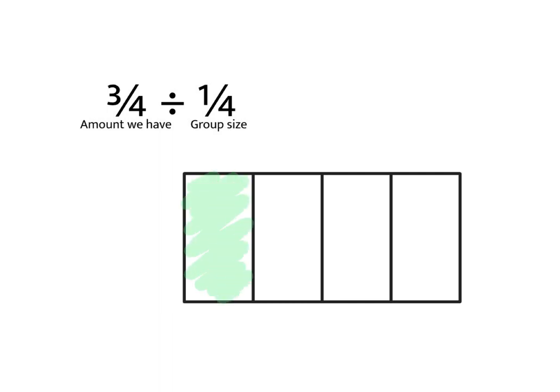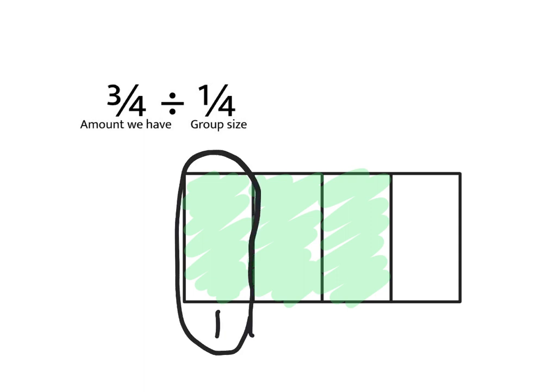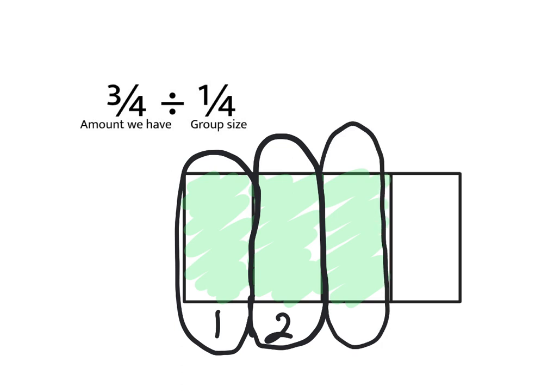So I'm going to go ahead and shade in, using my highlighter, 3/4 of a whole amount. And now my job is to figure out how many groups I can make if each group has a size of 1/4. So as I look at my model, I can see here is a group of 1/4. I can definitely make one group with a size of 1/4. I can actually make two groups with a size of 1/4. And finally, I can make one more group that has a size of 1/4. So if I have 3/4 of an amount and I make group sizes of 1/4, I can make three groups.